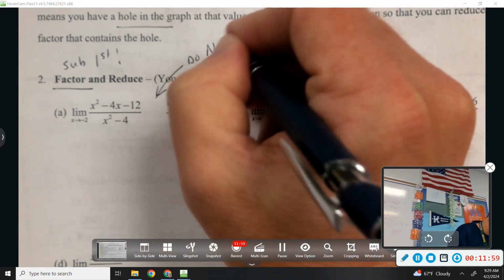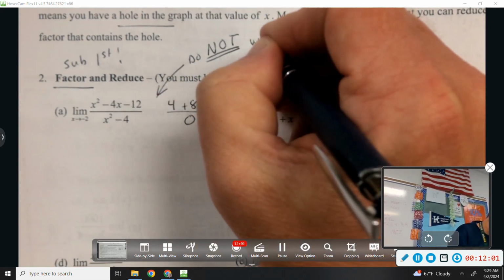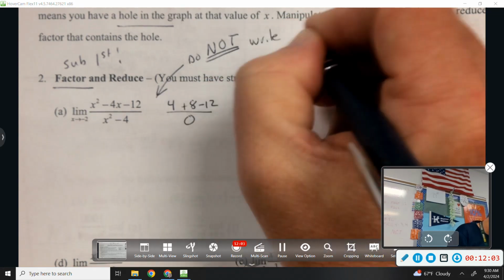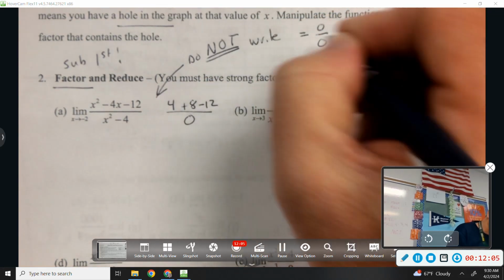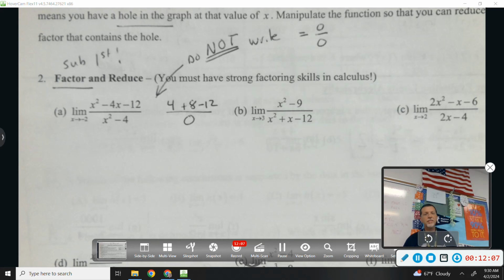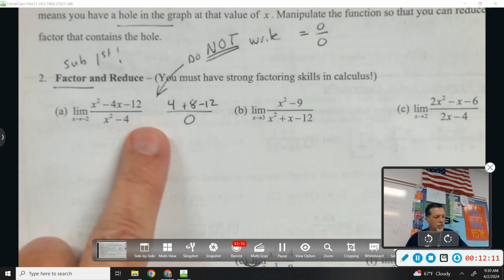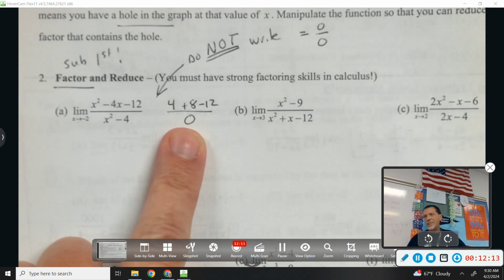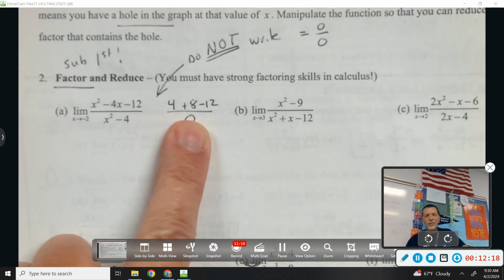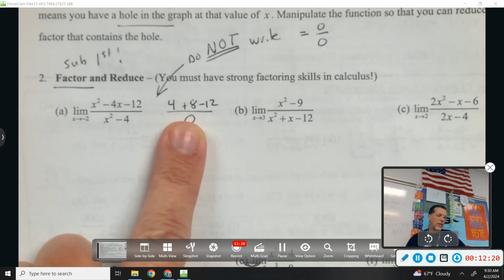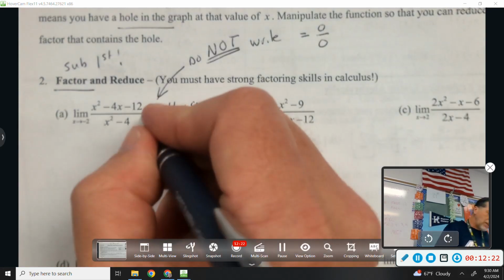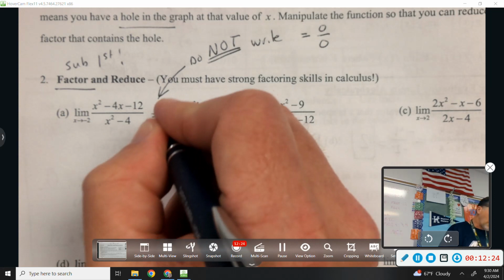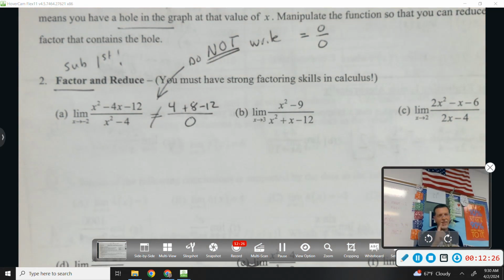Be careful. Do not write equals 0 over 0, because it doesn't equal 0 over 0. It equals some number. We don't know what it is yet. But if you write equals 0 over 0, that's an incorrect statement. I know what you're trying to do, but that's an incorrect statement. If you accidentally put equals, then go back and just mark it out. Like, oh, wait a minute, it can't be 0 over 0. I've got to figure out what this is.